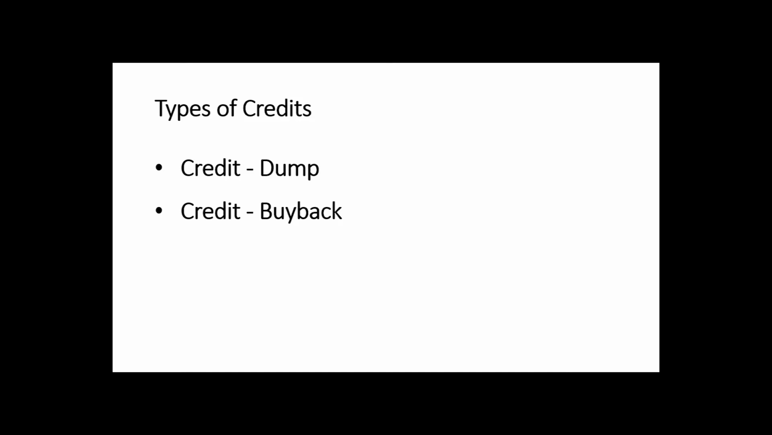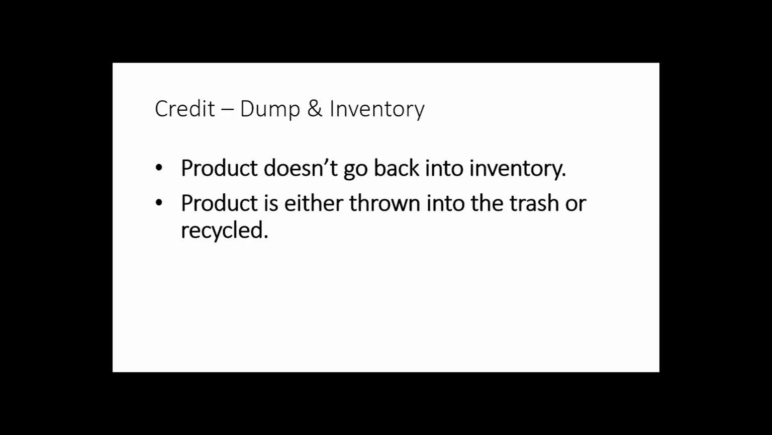So apart from how the credit's applied in QuickBooks, you have two types of credits. Basically you have a dump or a buyback. The dump is real straightforward. You're picking up a product, again, that's out of date, that's damaged, that needs to be picked up by the customer for a reason associated to the product itself. Once that product's picked up, it does not go back into inventory, so you can't resell it. And the product is then thrown into the trash where it's recycled by your company.